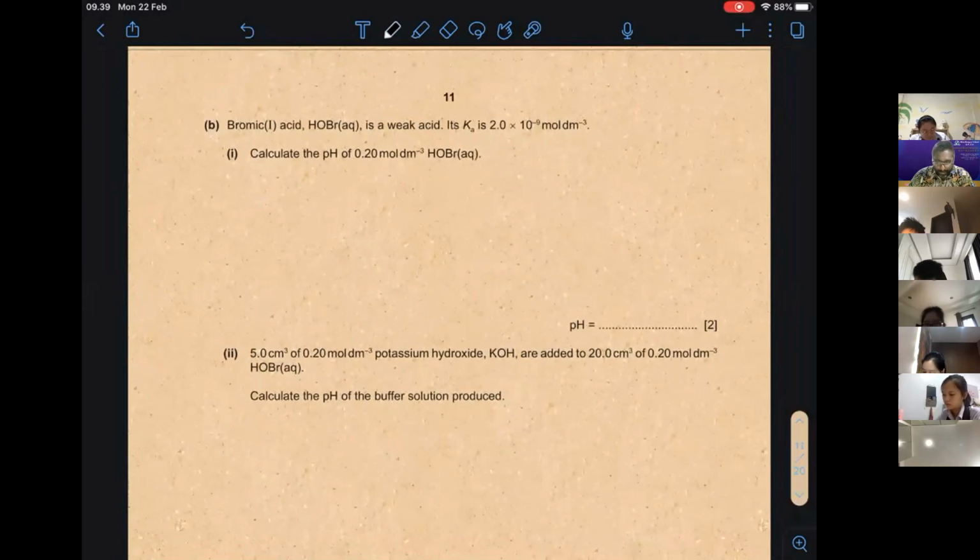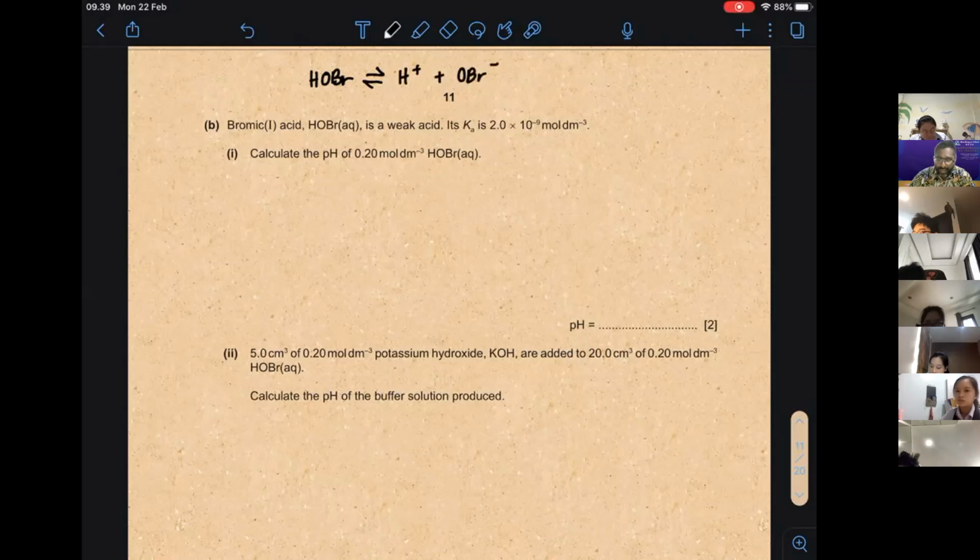Now next, this is going to be hypobromous acid. It's a weak acid. So if it is a weak acid, write down the equation: HOBr gives H plus and then OBr minus. The Ka is given, and then you need to calculate the pH. I think the best way is to write down what is Ka. Ka equals H plus times OBr minus divided by the concentration of HOBr.